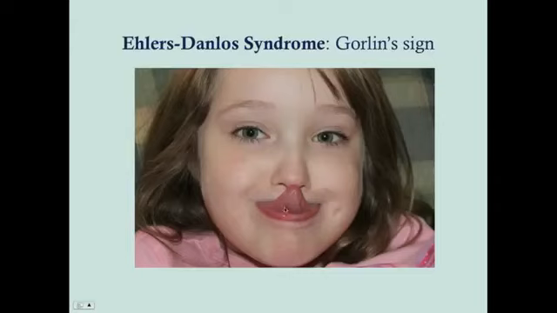A lot of people can do this, so this doesn't necessarily mean EDS, but this is called Gorlin sign, and that's the ability to touch the tongue to the nose. Some people have longer tongues, and so they're able to do that, but about 50% of patients with EDS will be able to touch their tongue to the nose.